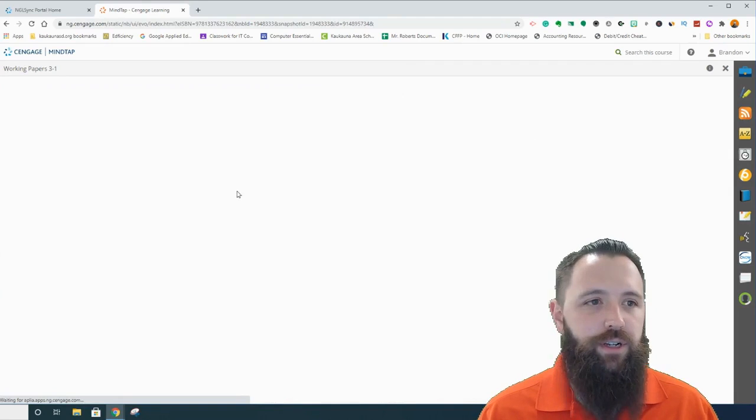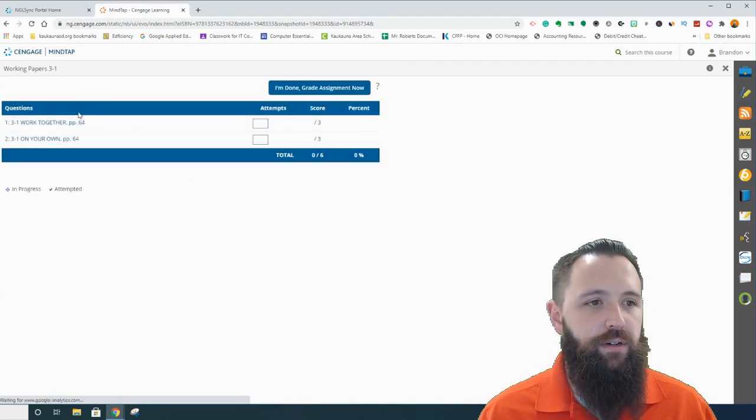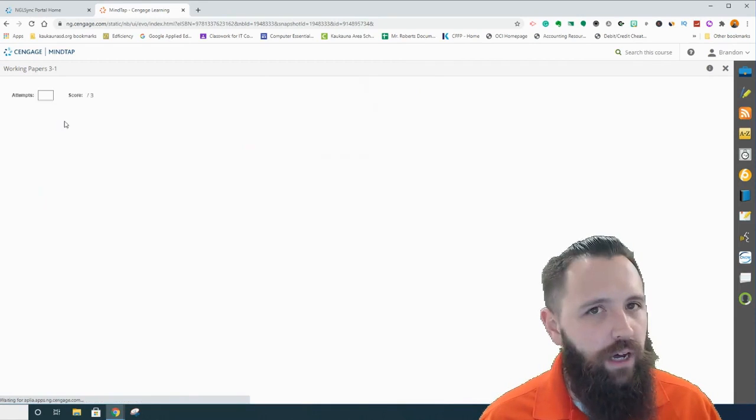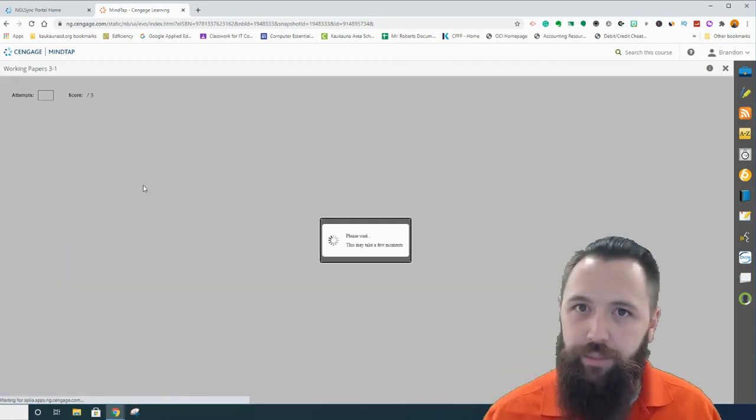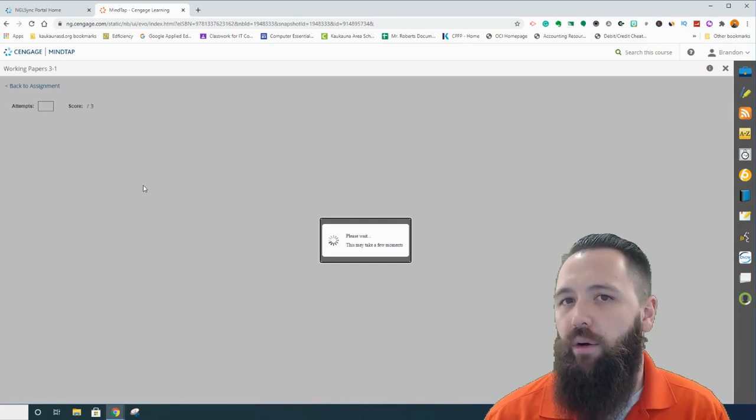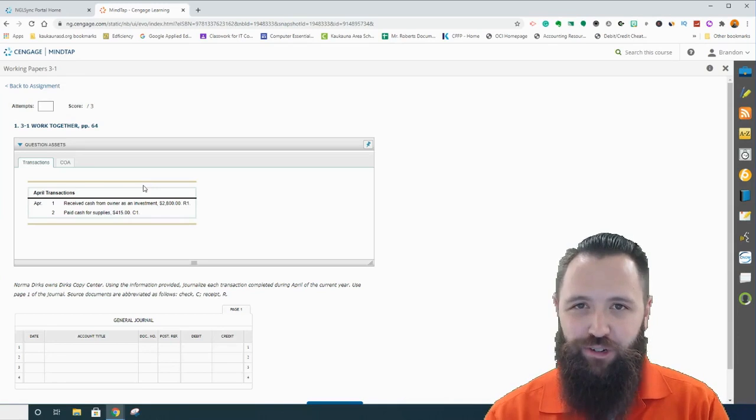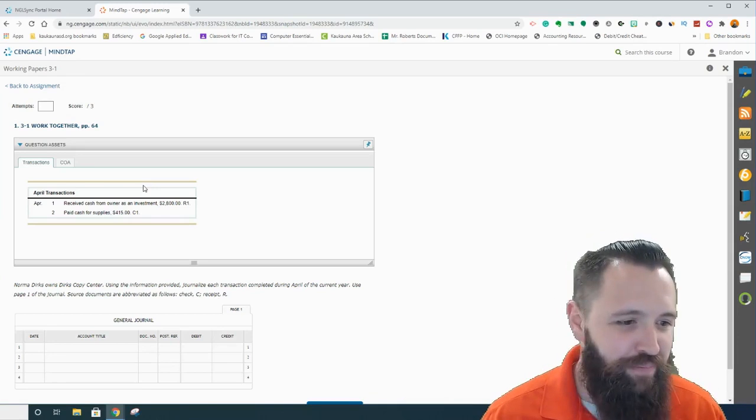And our first section of working papers here on the work together is kind of small, to be honest. There's not a whole lot of journaling to be done today because we're just starting out with a couple transactions. The thing is you already know a lot of these transactions. You're just journalizing them now.